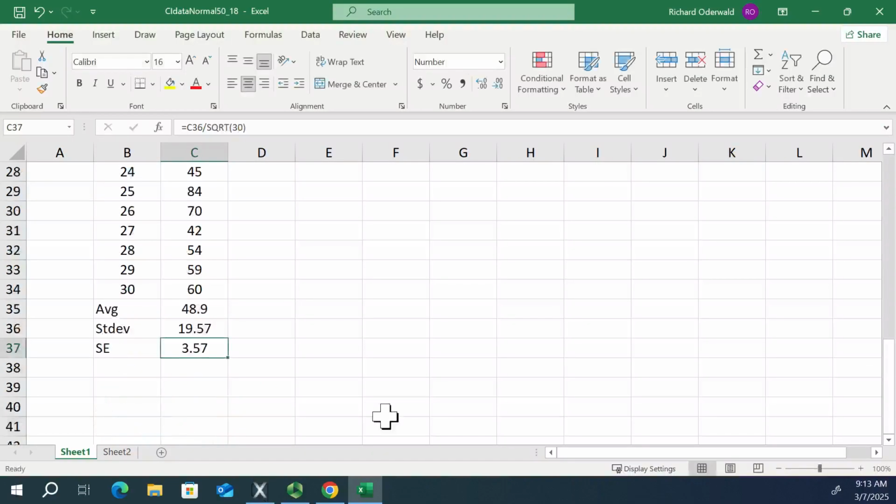This is the difference between betting on an average and betting on an individual. If we bet on the individual, we've got a plus and minus one standard deviation of 19. If we bet on the average, we have a plus and minus standard deviation of 3.5, which is a whole lot better bet than the first one.